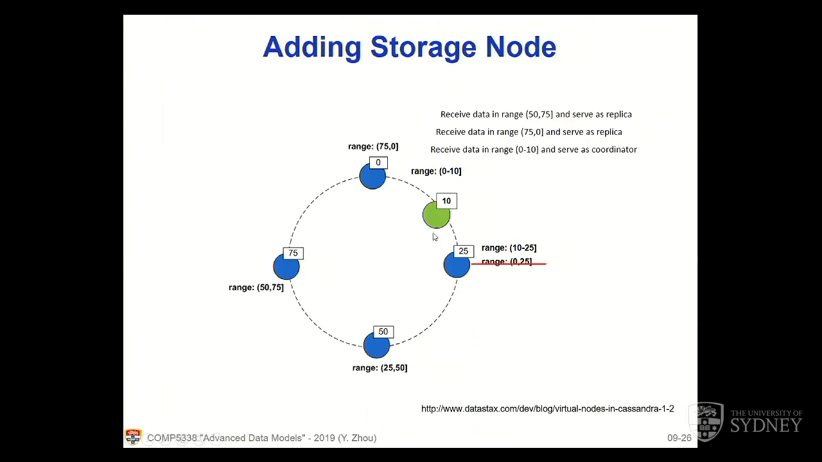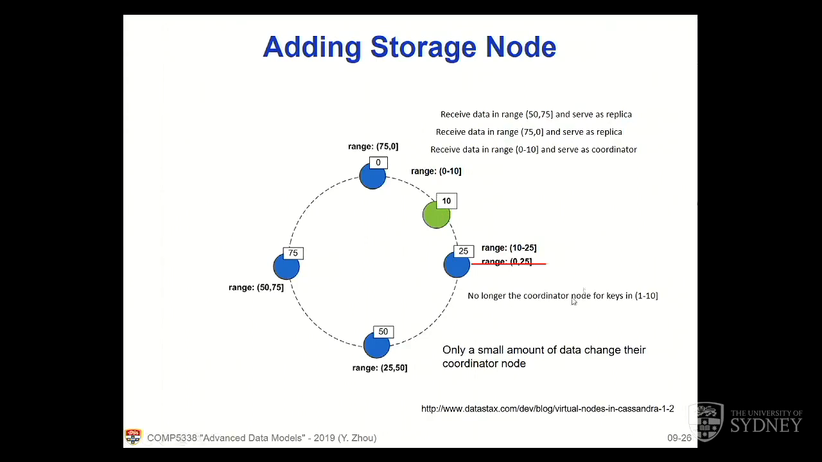And also, because it's the second in row for this one, it needs to receive data in this range and serve as replica as well. So only a small amount of data changes its coordinator node, which is this range that changed, but quite a few ranges of data change their replicas.